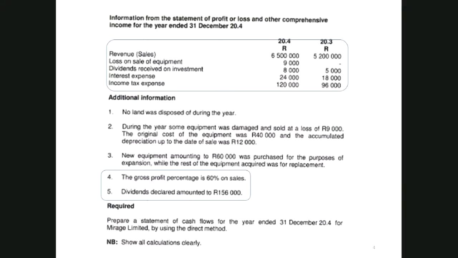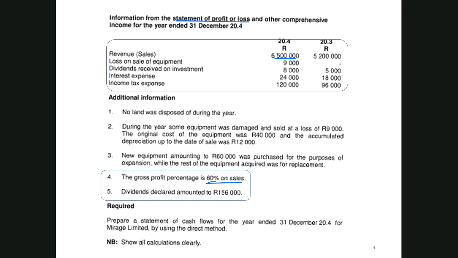Then the other information we're giving here, obviously, if we want to do the operating activities section, we need to look at the statement of profit and loss, because that shows us the operating profit that's been made for the year. And the additional information we're given here, this is applicable because we need to take note of the fact that the gross profit is 60% of sales, because we see here they've only given us sales. They haven't told us cost of sales or gross profit, but we'll use the 60% to work that out.